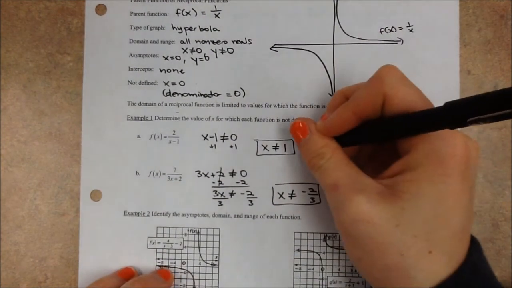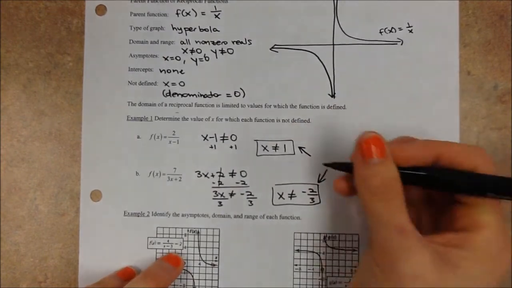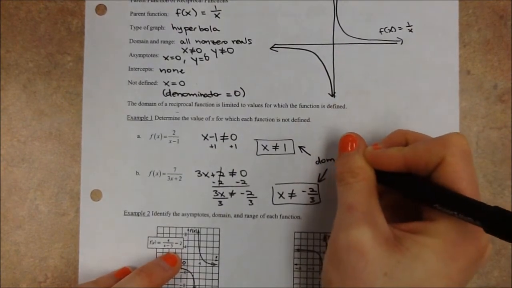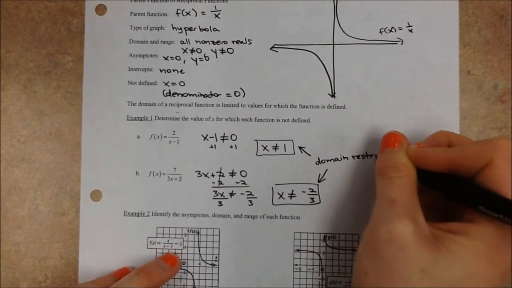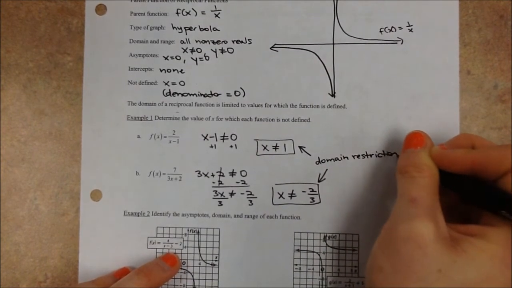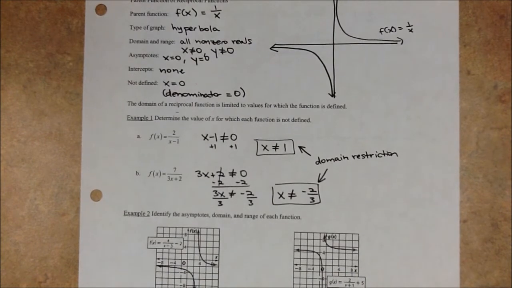So these two things right here, we call those domain restrictions. Okay, so that's my first idea. First idea is these domain restrictions, and when we're looking at the equation itself, all you have to do is set the denominator equal to 0 and you can figure out where it's not defined for x. You're also going to have horizontal asymptotes.